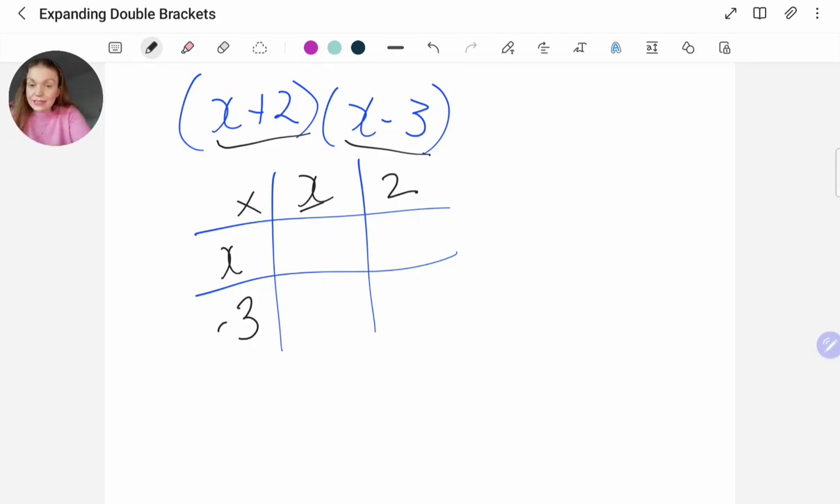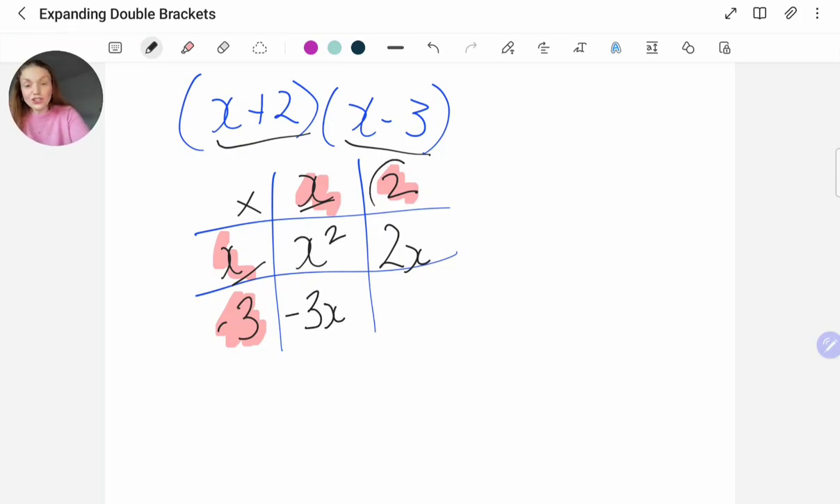So x times x is x squared. 2 times x is 2x. x times minus 3 is minus 3x. And 2 times minus 3 is minus 6. Whatever we get in here, let's take it up and write it.